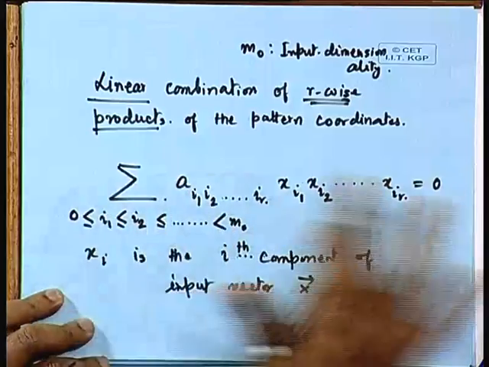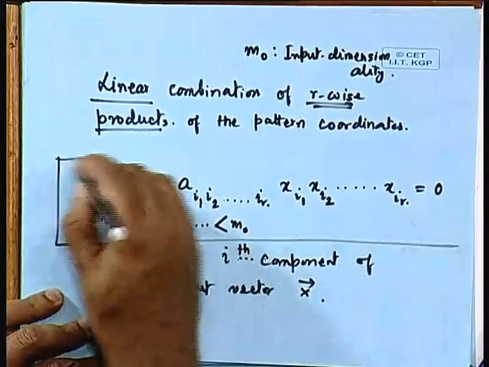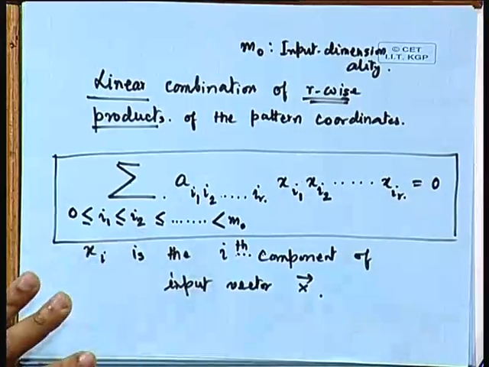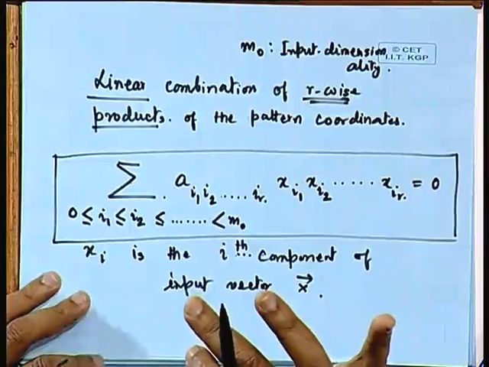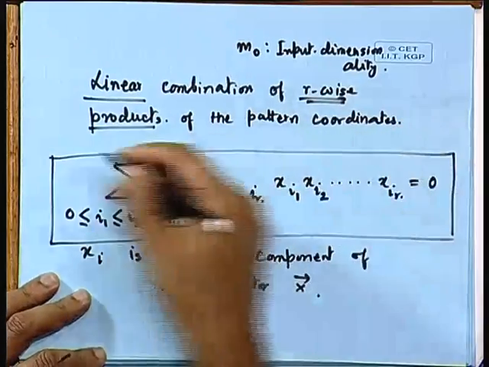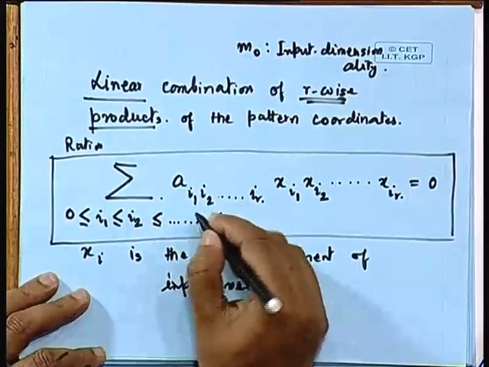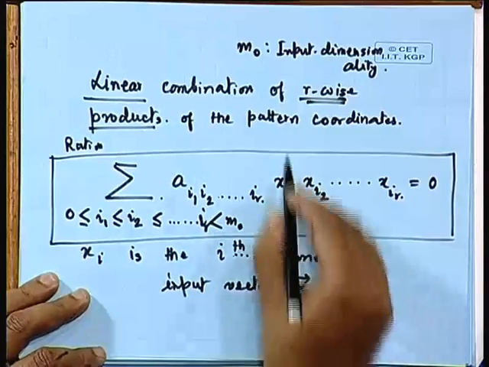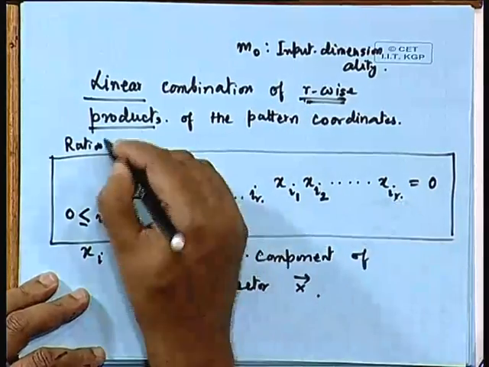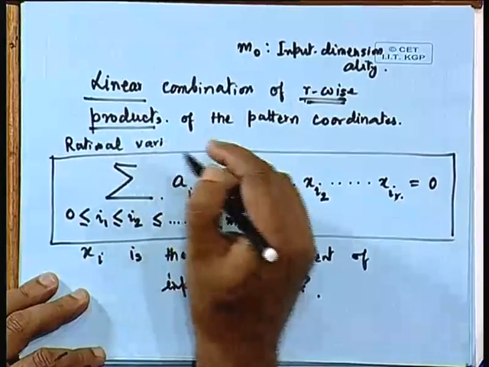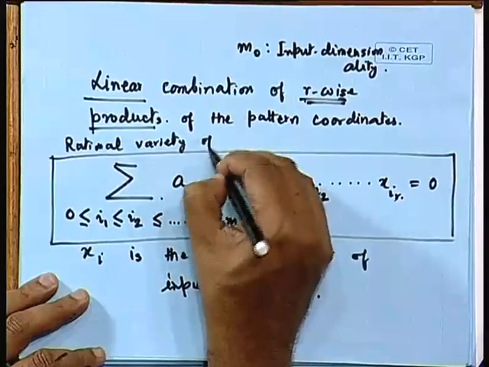So, that means that in this equation that I have written, all the higher order terms also are included in this basic definition itself, this summation. This is a very general form of representation and we call it the rational variety of order r, because we are going up to ir. So, this is called the rational variety of order r, or rational variety of rth degree we can say.